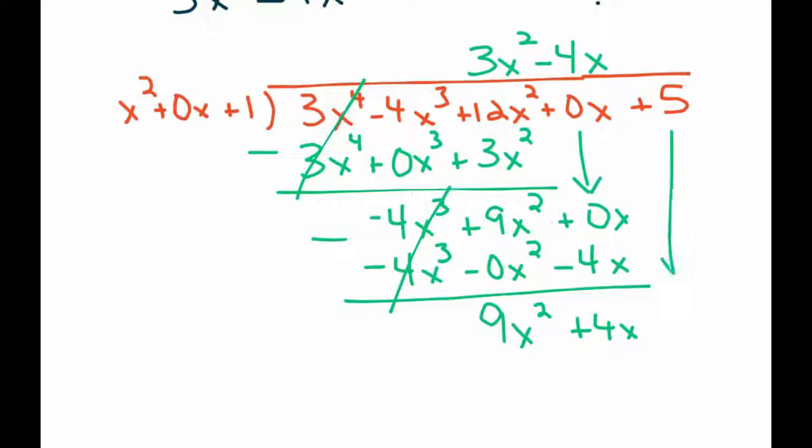Now I'm going to bring down my plus 5. So I actually do get to do this one more time. Now I want to turn x squared into 9x squared. All I have to do is multiply by 9. So now I'm going to multiply all three of these by 9.